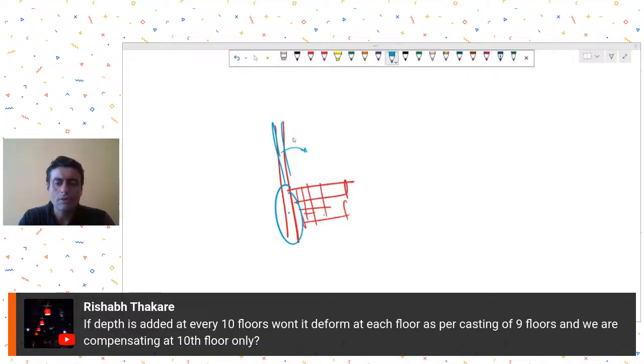Therefore, instead of maintaining the levels at every floor, what we do is we try to add up, accumulate, and compensate after every certain number of floors instead of doing the compensation at every floor. Got it?